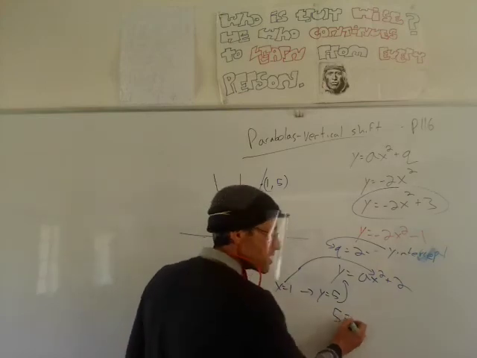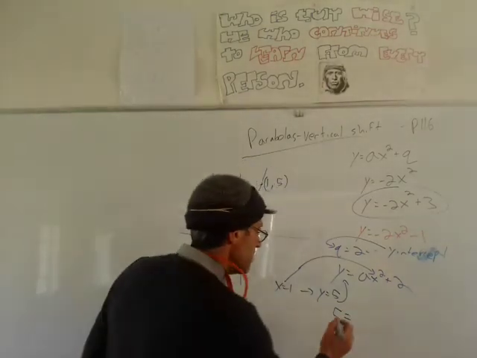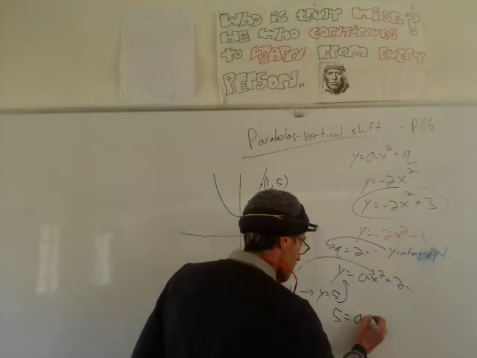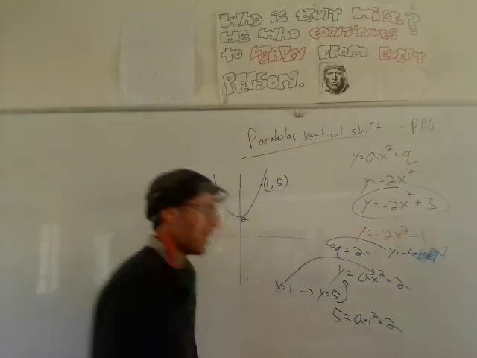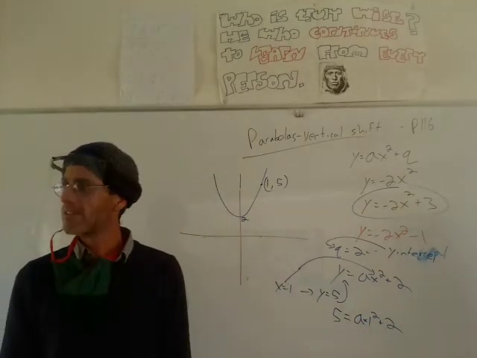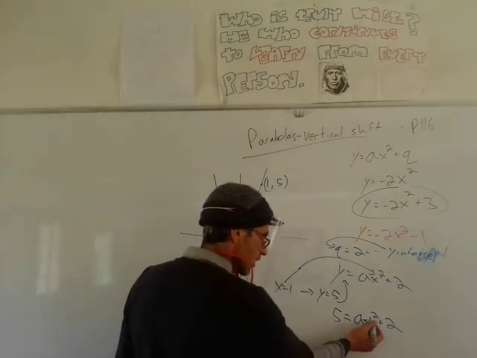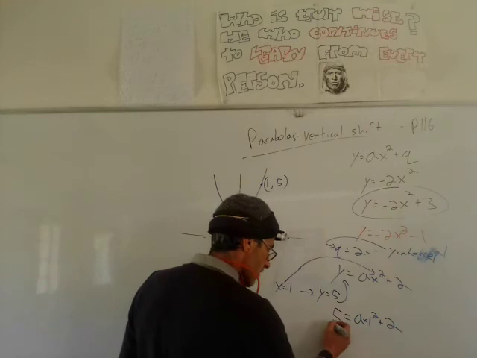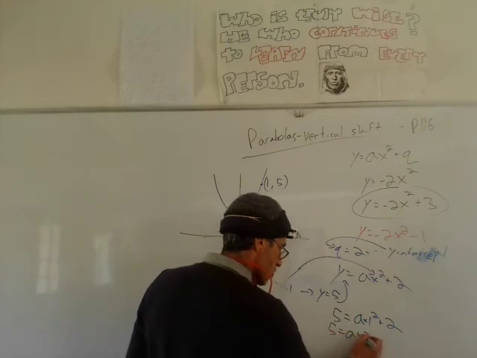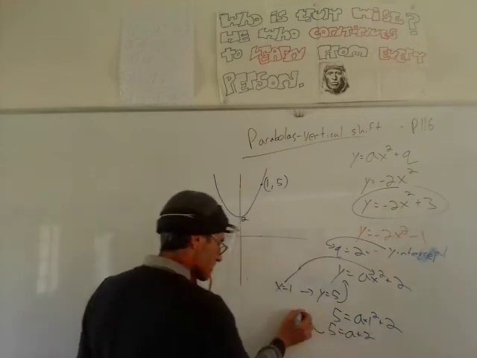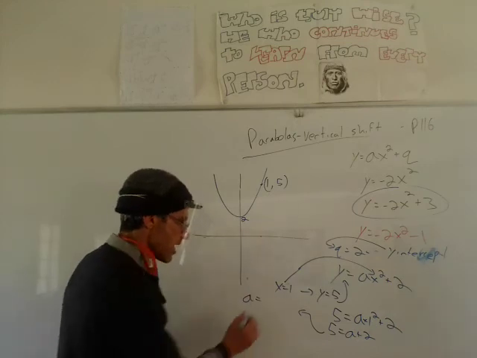We're going to write 5 equals a times 1 squared plus 2, and then we can solve for a. What is 1 squared? It's 1. So 1 times a is simply a. So 5 equals a plus 2, and the answer is a equals 3.